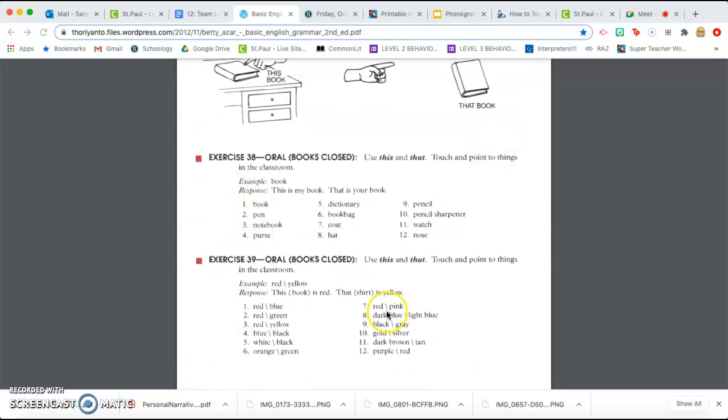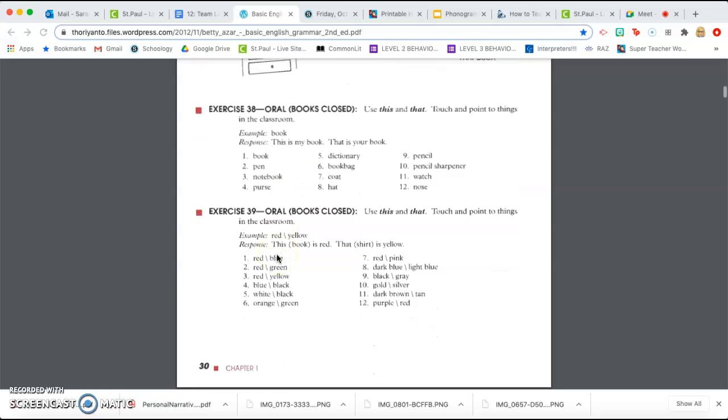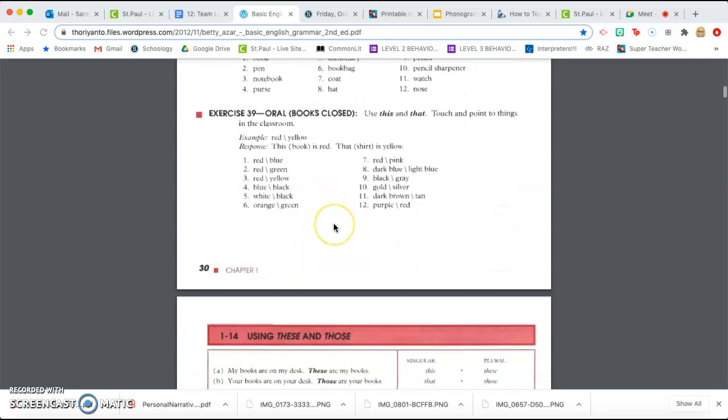So let's see these little practices here. We don't have to write anything for these. It's just oral practice. Use this and that. Touch and point to things in the classroom. We're not in our classroom, but if we were, I could say, this is my book. That is your book. Or this is my pen. That is your pen. This is our notebook. That is her notebook. This meaning close to me, that meaning far away. Okay? This is more oral practice. We're going to skip that.